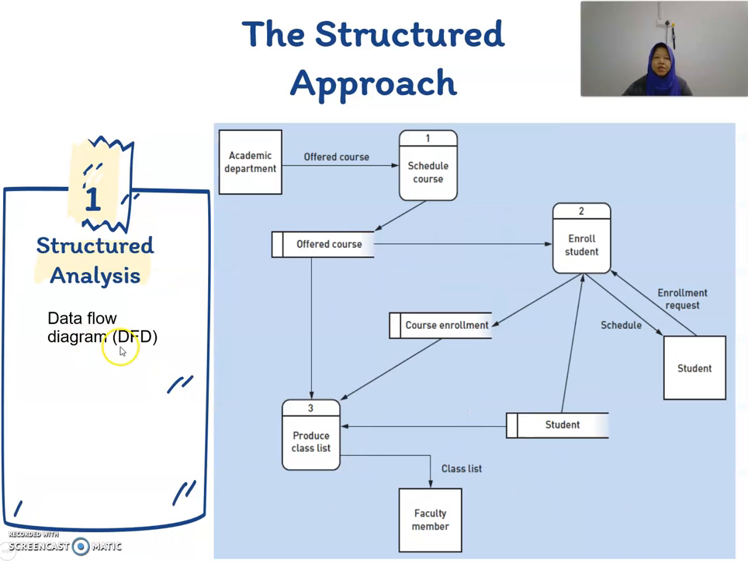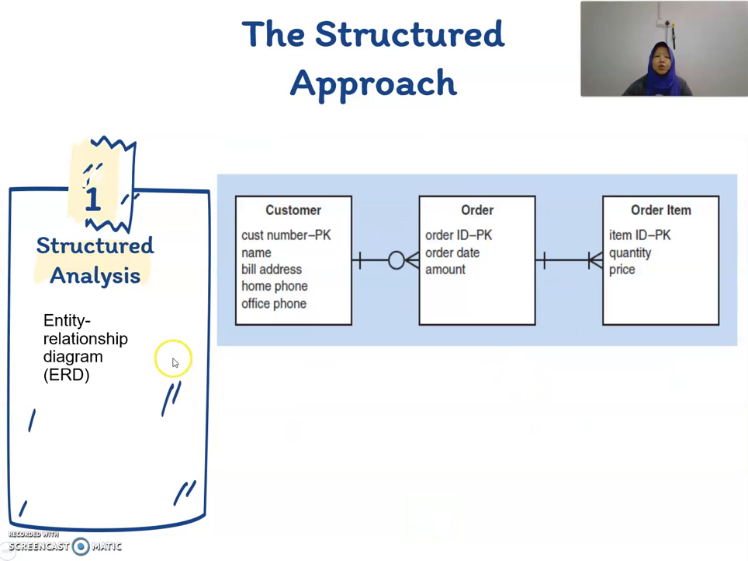We have the data flow diagram. This is the example of the data flow diagram. And then we have the entity relationship diagram. This is the example.